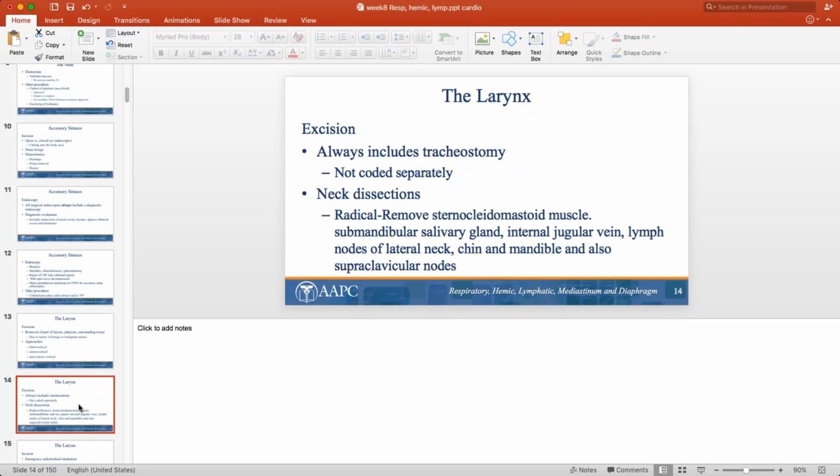Let's see, neck dissection. Sometimes they'll say radical neck dissection. Anytime you see the word radical, it often is severe because it does say radical, but they're removing the lymph nodes. They're removing the lymph nodes.